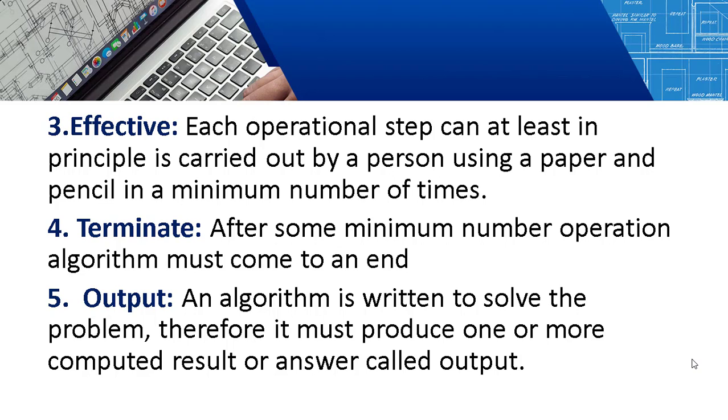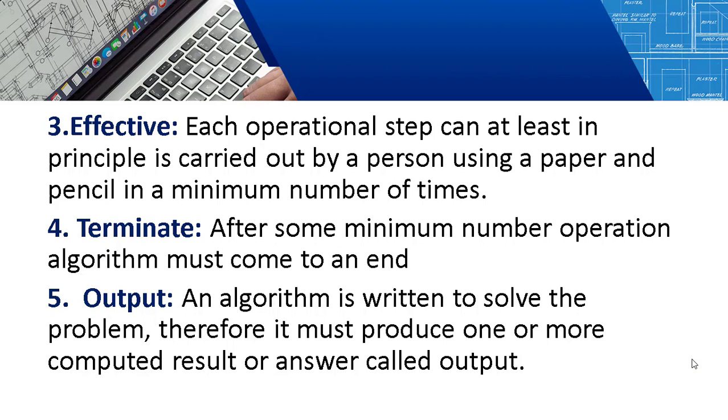The next feature of an algorithm is terminate. Terminate means that after some minimum number of operations, the algorithm must come to an end. It cannot continue forever. So it has to come to an end. We have to terminate the algorithm. So that is also an important feature of an algorithm.